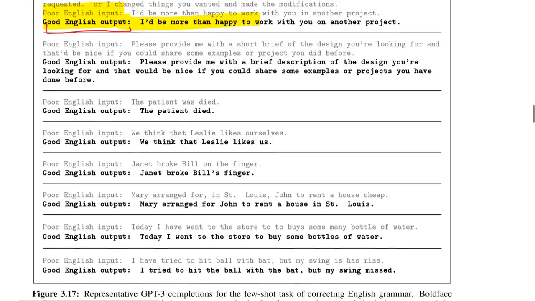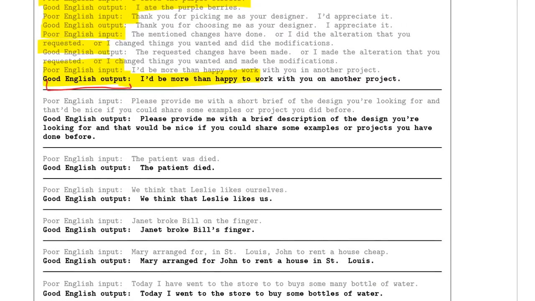I'm fairly sure this shouldn't be bold. This is given to the model. The model is only asked to produce this. Otherwise, I'd be actually impressed.